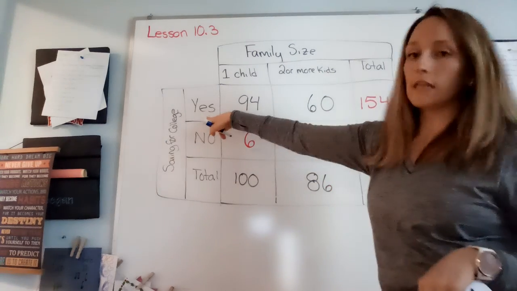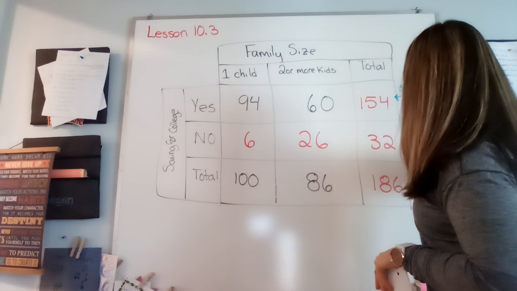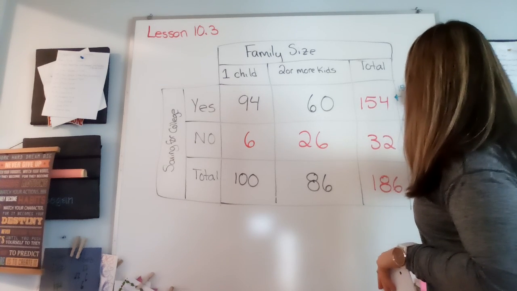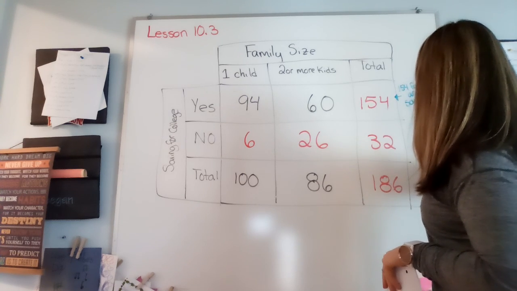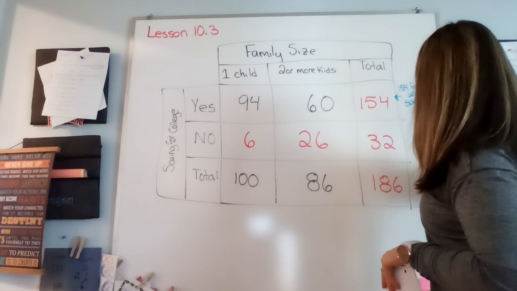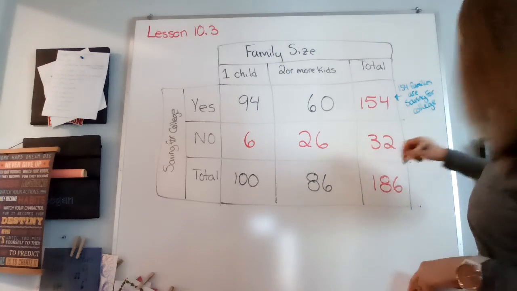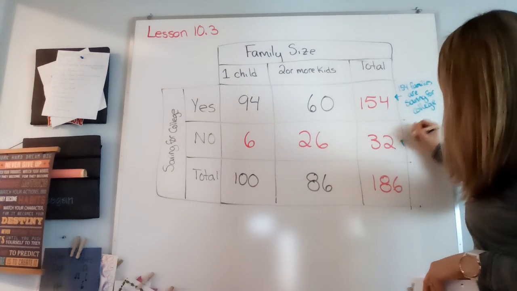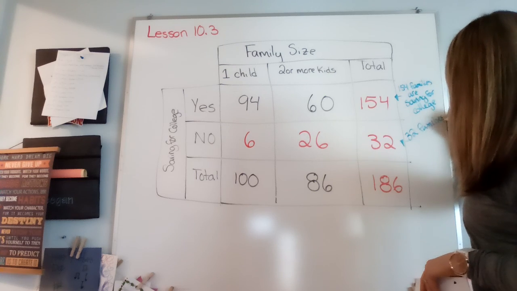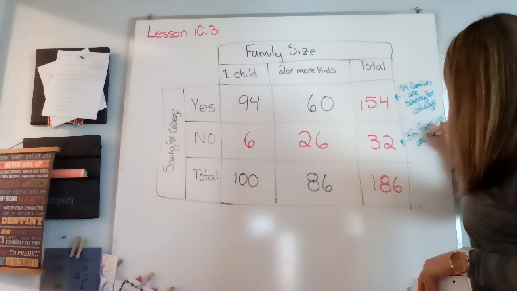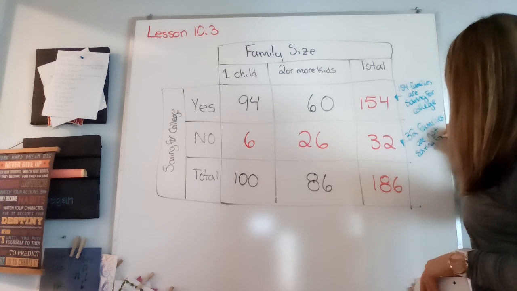154 families are saving for college. So 154 families are saving for college. And then what does the 32 mean? That means that no, 32 families are not saving for college. 32 families are not saving for college.